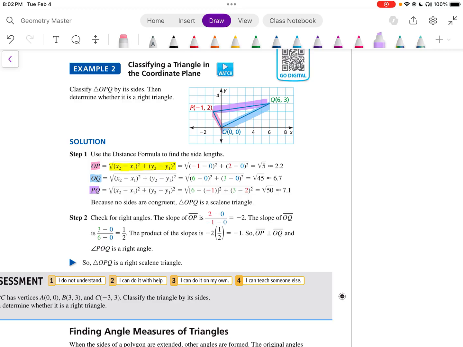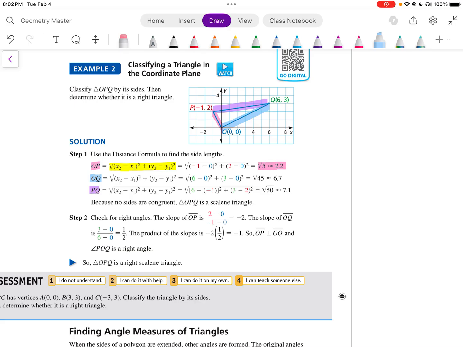Point O is (0, 0), and point P is (-1, 2). So they did -1 minus 0, 2 minus 0. That's going to be -1 squared is 1, and 2 minus 0 is 2 squared is 4. So that would be the square root of 5. And if you put that into your calculator, it's about 2.2.